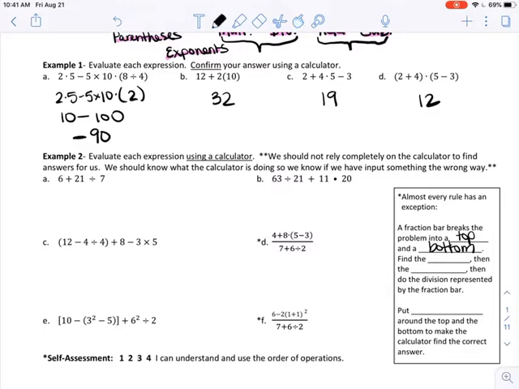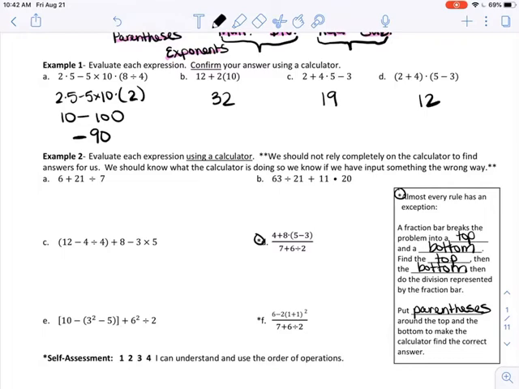Let's go over to this box. That's what this little asterisk means. Almost every rule has an exception. A fraction bar breaks the problem into a top and a bottom. In order to do this, you're going to find the top first, then the bottom. Well, if you want to find the bottom first, that's cool. But you need to find out what both the top and bottom are equal to, and then divide at the very end. If you're putting it in a calculator, put parentheses to communicate to your calculator that it should do that.